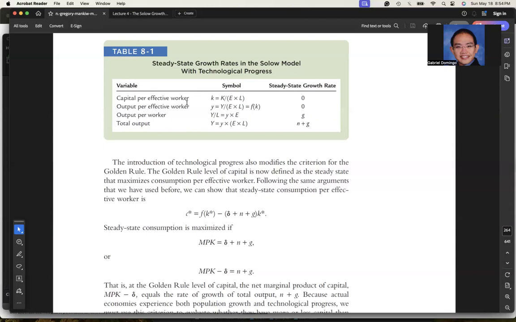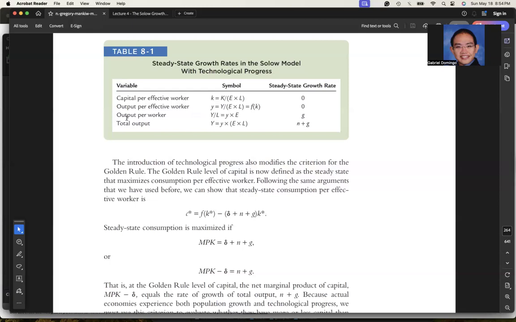Next is output per effective worker, big Y over EL. Now, big Y over EL is a function of a small k, which is the same k as this one. Now, if the k is not changing, then your Y is also not changing. So therefore, in the steady state, your Y over EL is not growing also, right? Because small k is not growing.